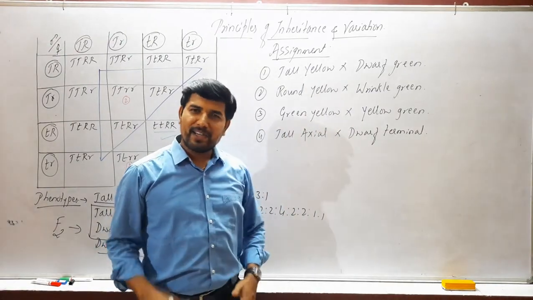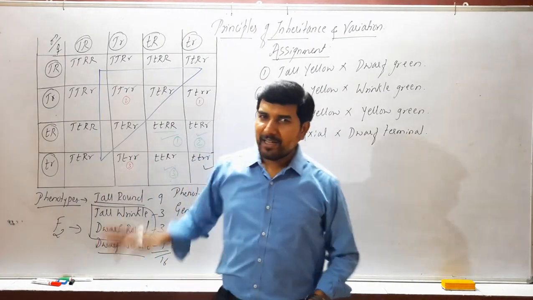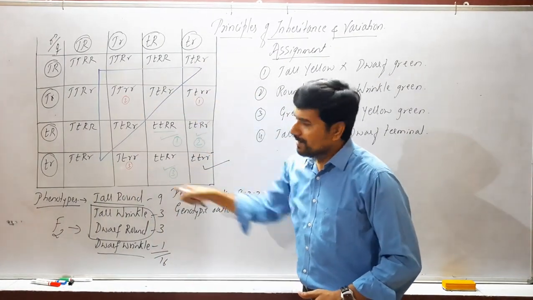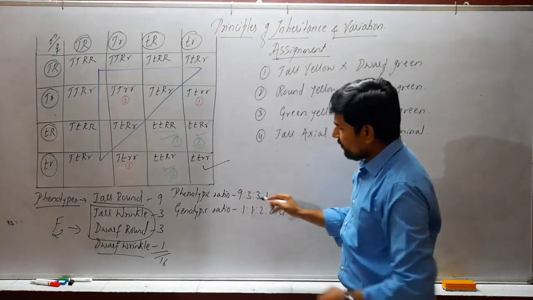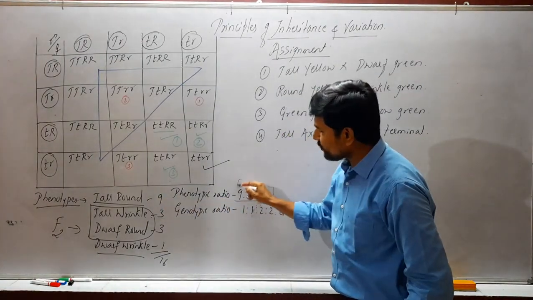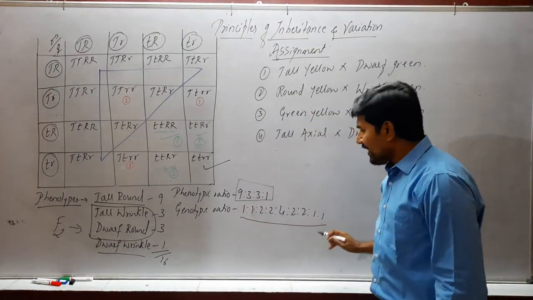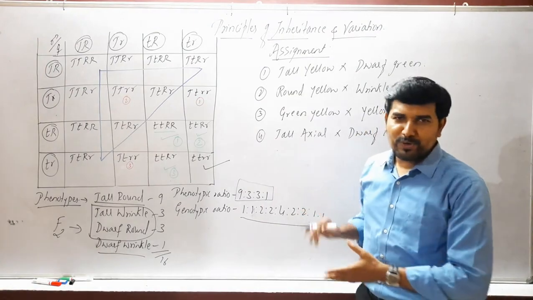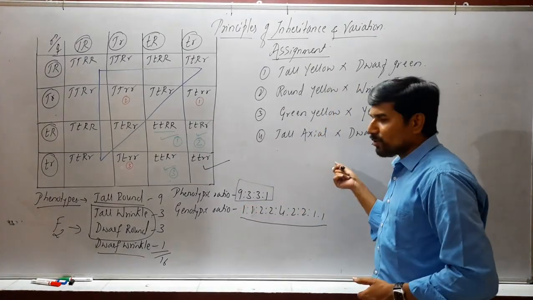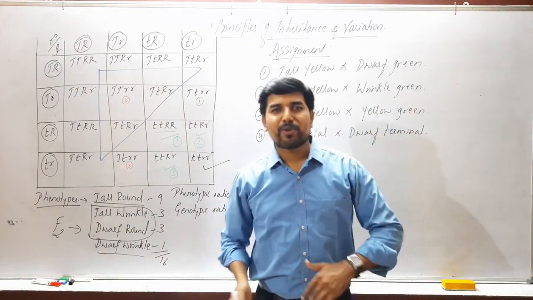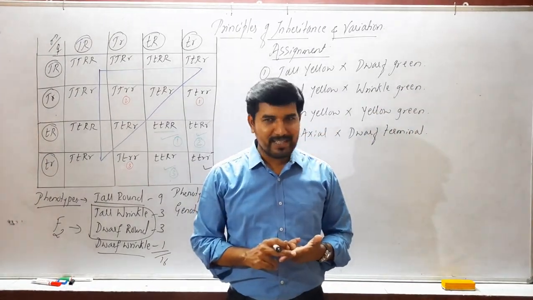For the rest, you can take any two characters, cross them, get the F1, do F1 cross F1, write the Punnett square, then write the phenotypic ratio. So phenotypic ratio is 9:3:3:1 for dihybrid cross. This is a genotypic ratio. You can write the genotypic and phenotypic ratio also. Genotypic and phenotypic ratio does not change even for these. And for the monohybrid cross, for the law of segregation, even the genotypic and phenotypic ratio won't change.